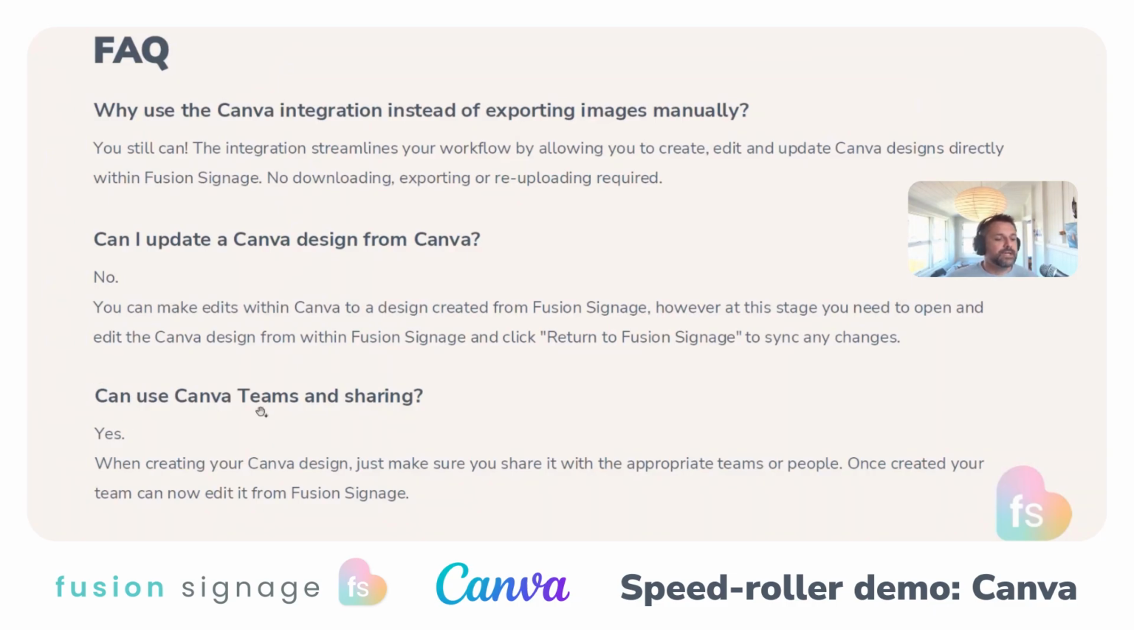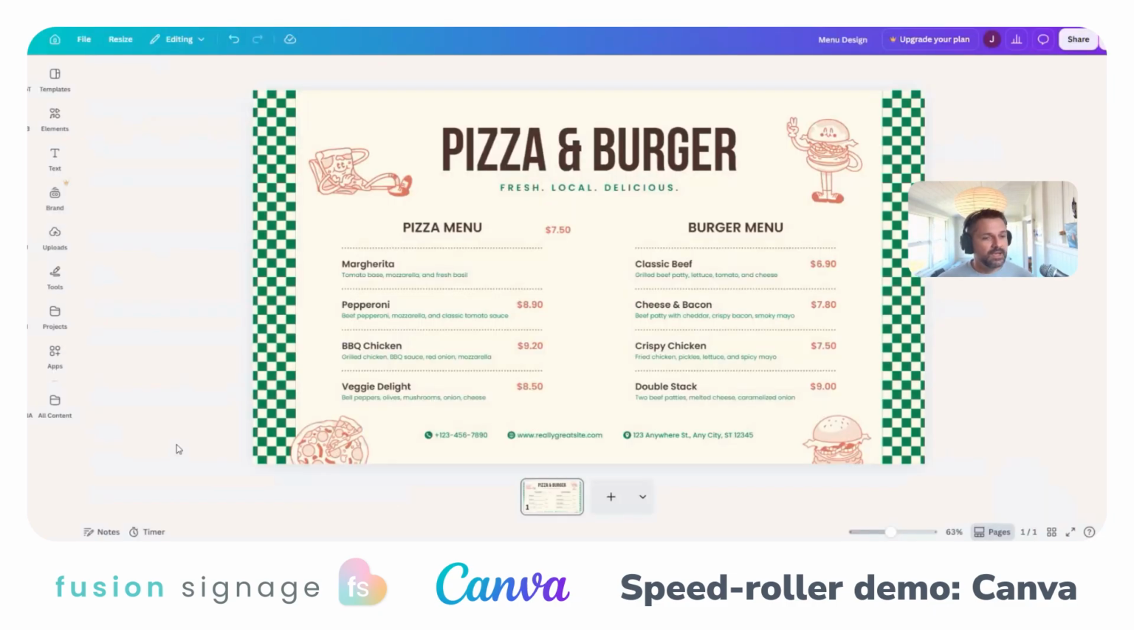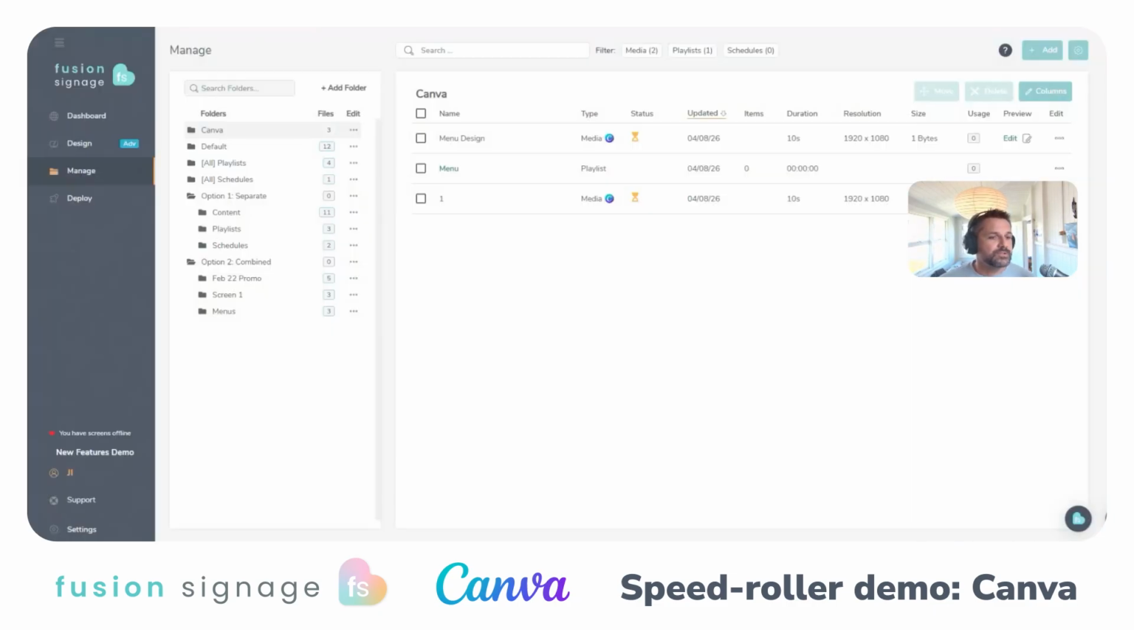And can I use Canva Teams and sharing? Yes, as I showed, you can use the sharing functionality and ensure that the team has full access to it. You just need to do that on the Canva side. So if I've created this file within Fusion Signage, for example, and this menu design is something that I've created, if Emily tries to go in and edit it and I haven't shared it, it's going to give you an error saying, I don't have access to this file. As soon as I share it with Emily on the Canva side, she can go in and edit that file exactly how you would expect from the design side.